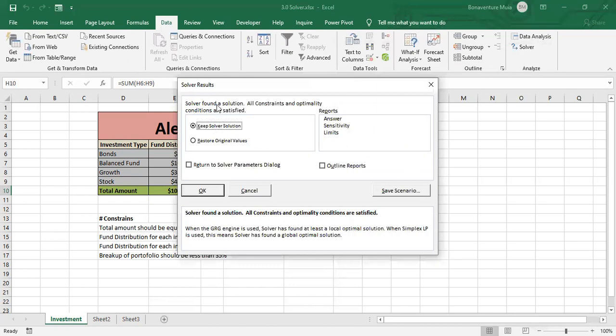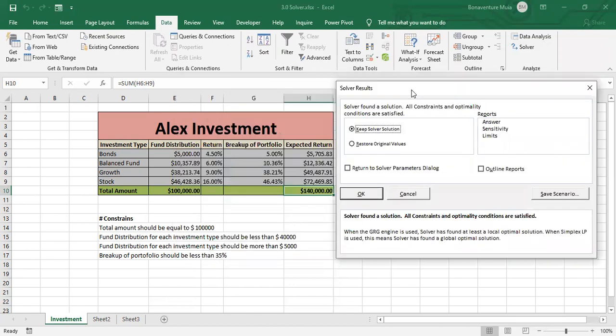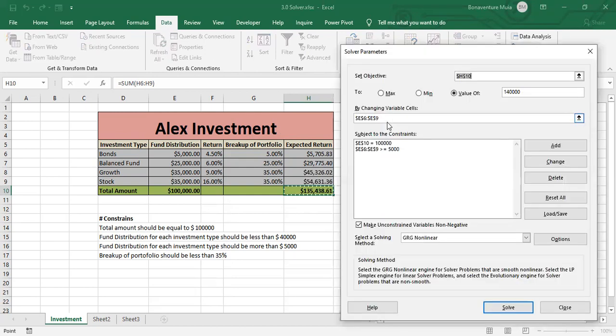Well, apparently still no solution has been found. So what we can possibly do is, let's look at that. We want 140,000. These are the conditions that we want. What if we have only one constraint, that the total amount should be equal to 100%, and we let the solver invest wherever it wants? So I'm just deleting that. So we are only left with one constraint.